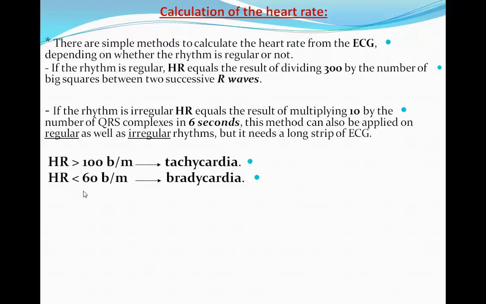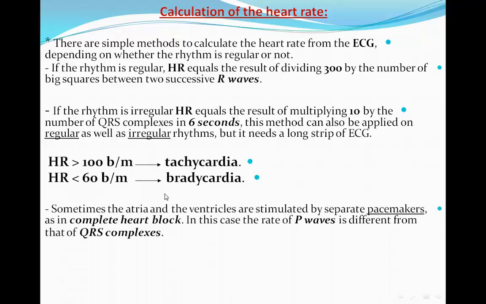If heart rate is more than 100 beats per minute, it's a tachycardia. If heart rate is less than 60 beats per minute, it's a bradycardia.